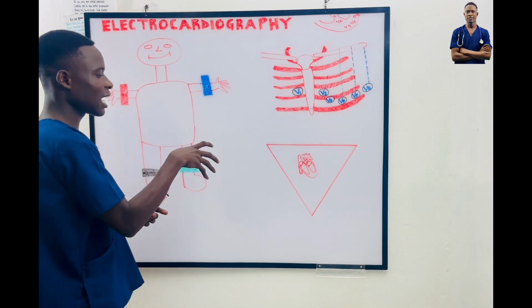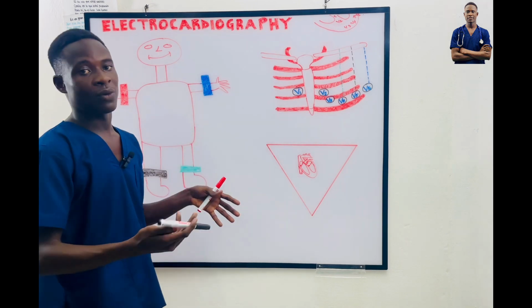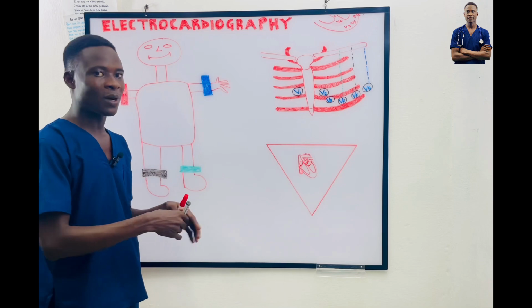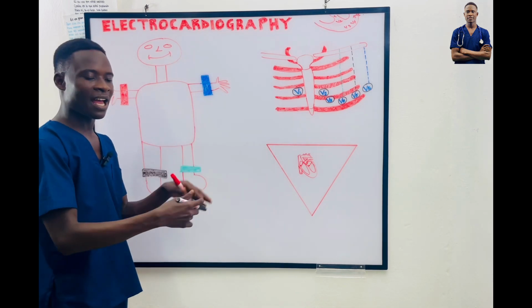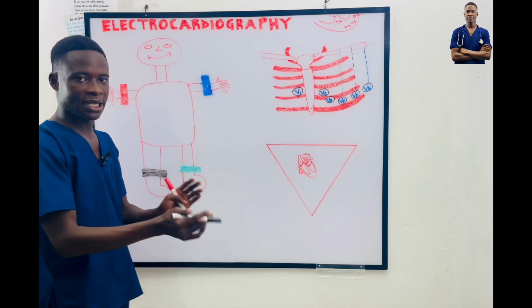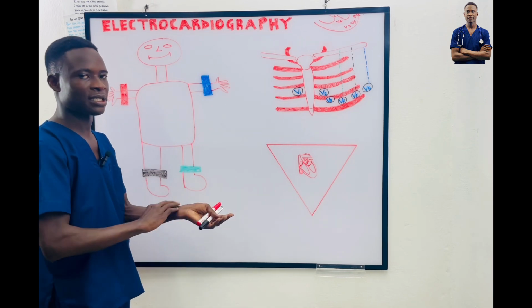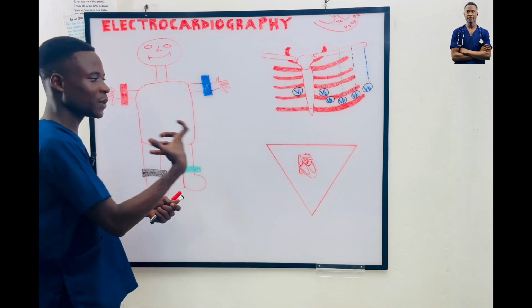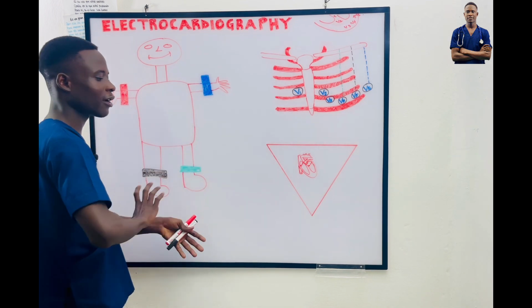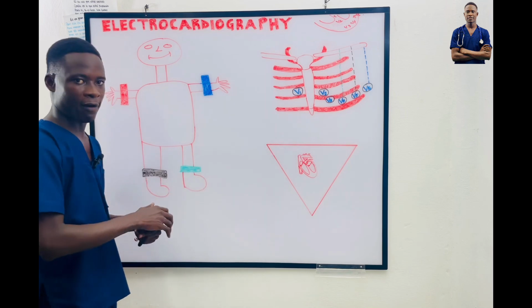But these leads actually work with what some people call the electrodes. And then the electrodes, what are they? The electrodes are metal parts that are placed on the skin, and through these metals, the electrical activity is transmitted to the machine so that it can print it out as a graph.